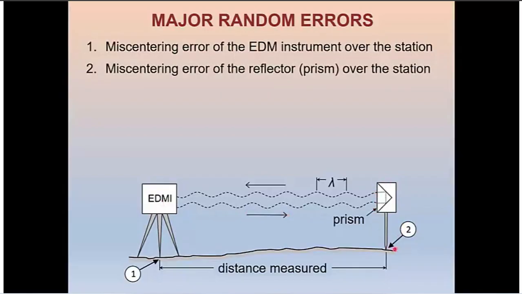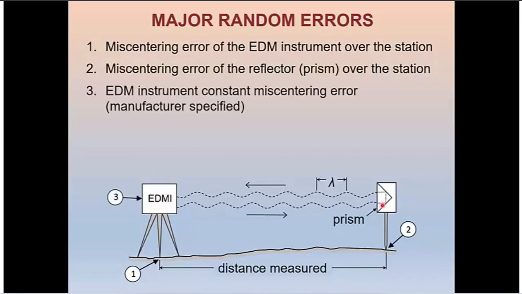The second error is the miscentering error of the reflector or the prism over the station. If we have a rigid setup here, which is not illustrated in this sketch, then that error would probably be very similar to the miscentering error of the EDM instrument. However, in the sketch, we're showing a prism pole, and prism poles with the bubble sensitivity given on a prism pole are somewhat difficult to hold over the forward point.